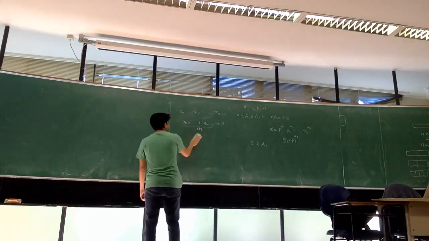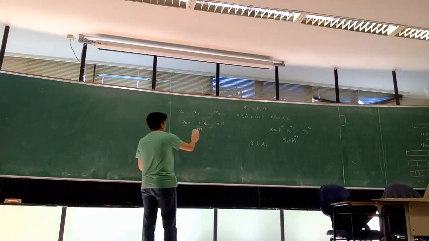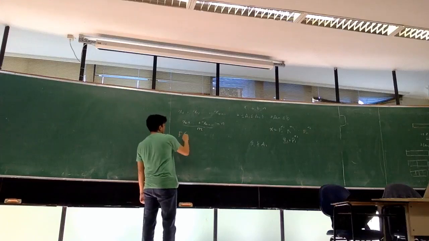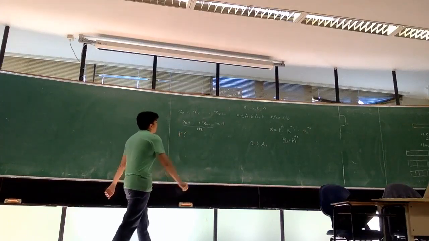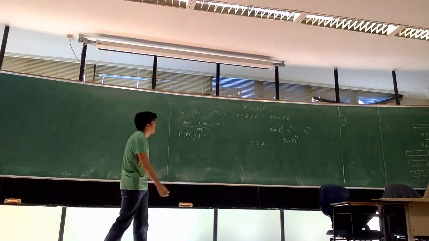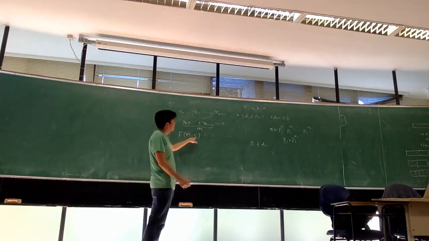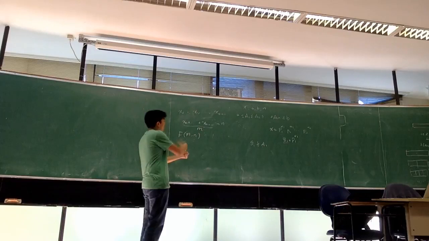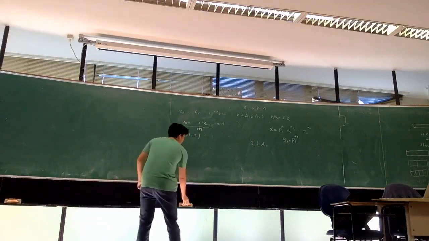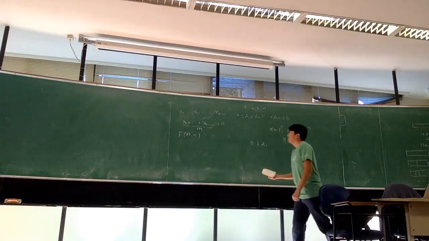So this thing is going to show up a lot. So let's call it f of m, n, which means in how many ways can I take a sequence of n elements such that for each element I have m different options. All right, moving on.